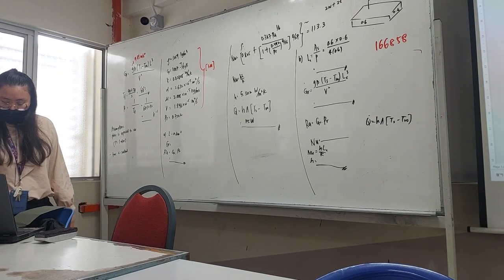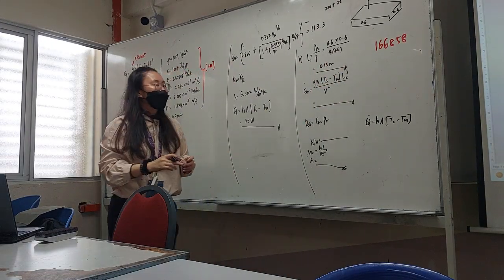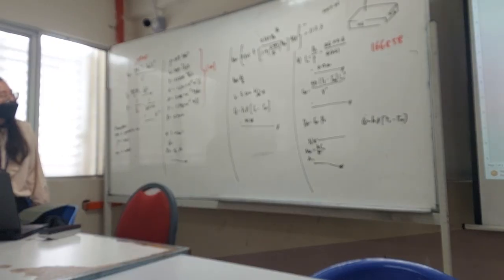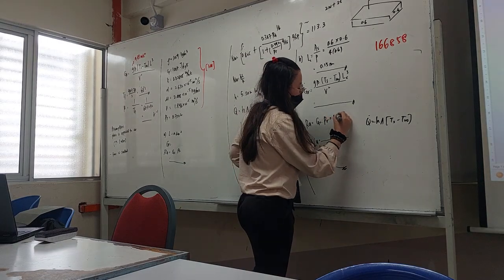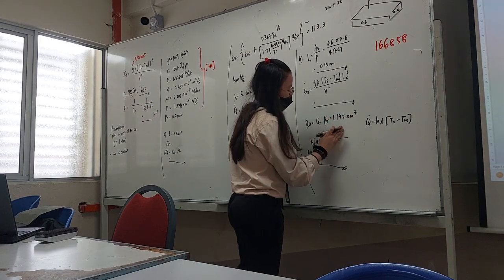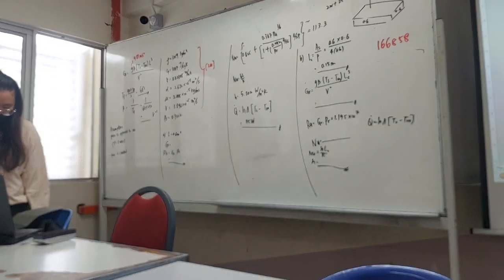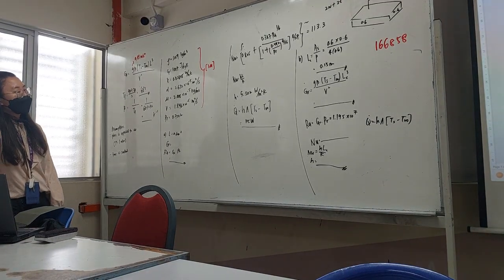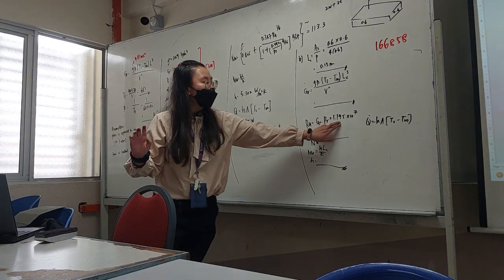So you will get this is 0.15 meter. The Reynolds number you will get is 1.195 times 10 to the power 7. Okay, so you get this range.